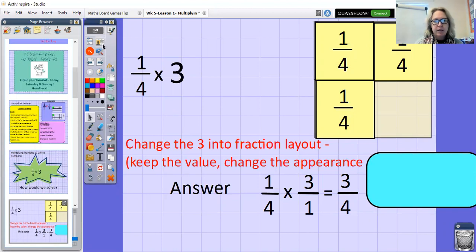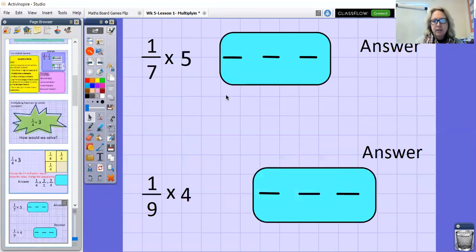Okay, let's try another one. So have a quick go at these. And have a little think, changing these to a fraction format. These are just unit fractions, so just 1 as a numerator, so it makes it quite straightforward. So pause the video, have a little go at those.